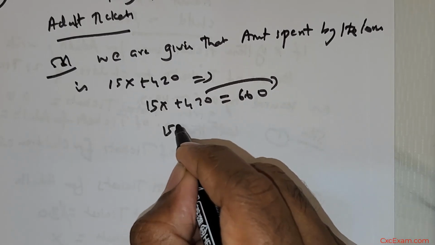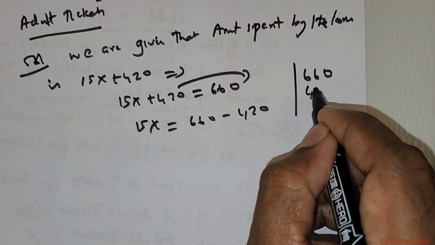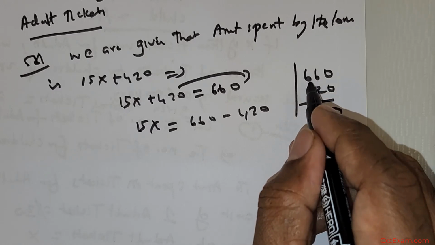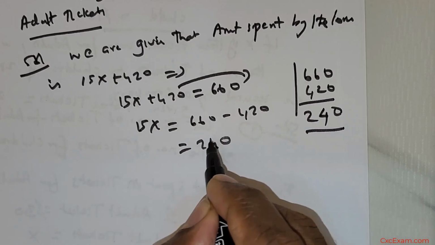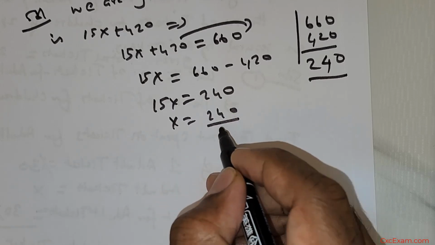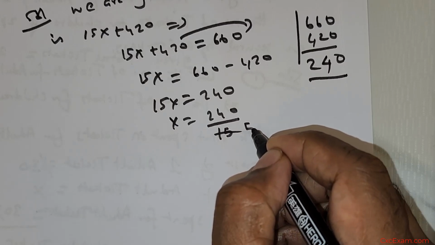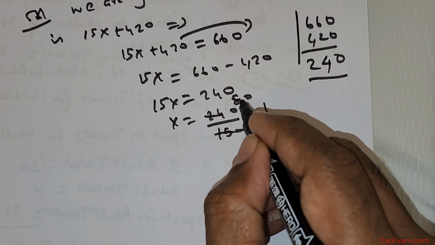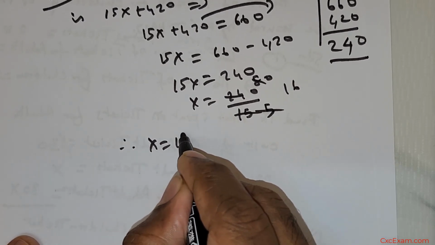Move this to the other side. You get 15x is equal to 660 minus 420. So from 660 you subtract 420. What do you get? From 6 you take away 2. You get 4. So this is 240 and 15x. So you have to divide 240 by 15. So I'm going to use 3. 3 divides here 5 times. 3 divides here 80. Now 5 divides here 1 time. You have 3 carry out and 16. So therefore x is equal to 16.